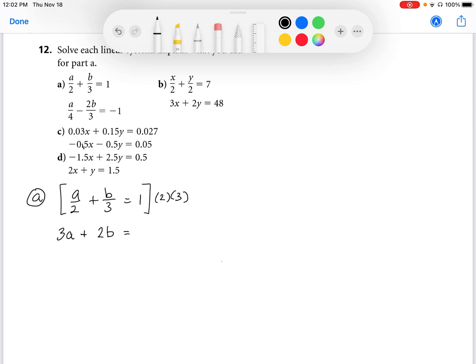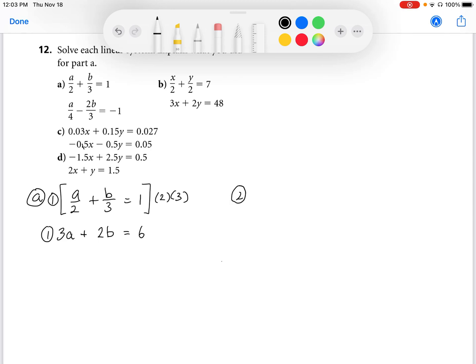When I multiply the 1, and again, make sure that you're multiplying all the terms in the equation, so balancing the equation, I end up with 1 times 2 times 3, so I get 6 over here. So that's my equation 1 at this point. These are the same equations, one is just in whole number coefficient terms.